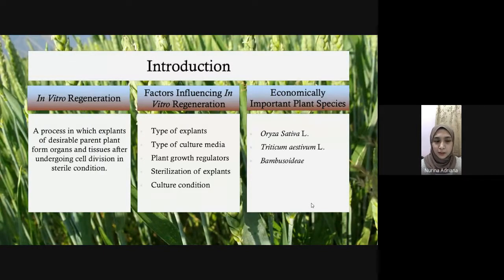To firstly introduce my topic, in vitro regeneration is a process in which explants of a desirable parent plant form organs and tissues after undergoing cell division in sterile condition. Factors influencing in vitro regeneration include the type of explant, type of culture media, plant growth regulators, sterilization of explants, and culture condition. Economically important plant species are plants that are useful either directly, such as for food, or they can provide raw materials that can be an important source for the economy.